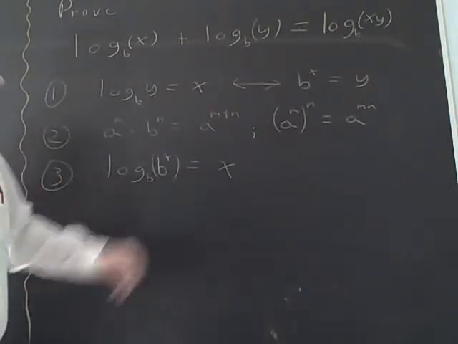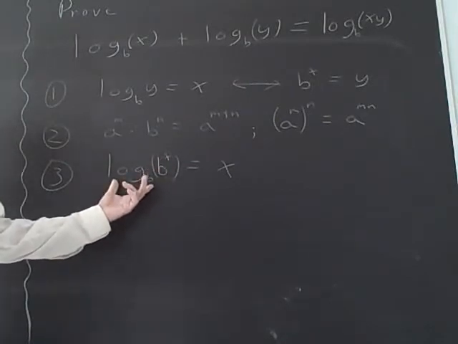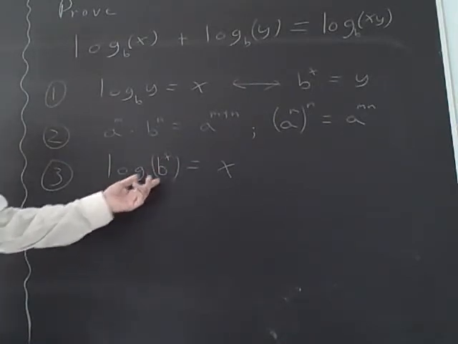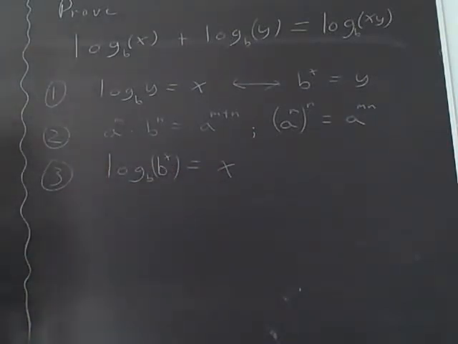The third thing you're going to have to know is that the log of b to the x base b equals x, and the reason, of course, is that b to the x and the log of x base b are inverses of each other. This is f of f inverse, and of course they cancel each other out. So before we begin the proof, you might want to stop the video and copy these down, or make sure you understand these three things.